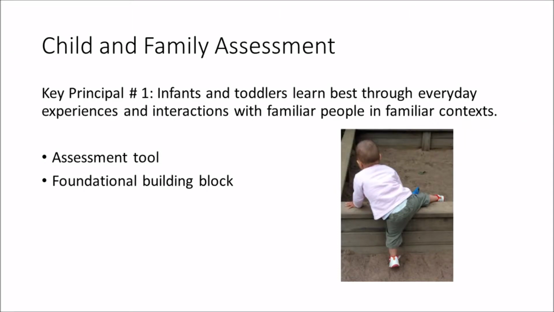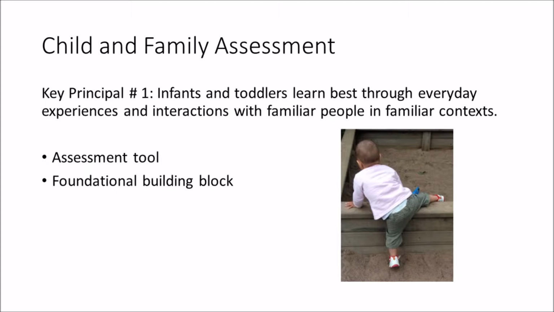A tool that is used to build the IFSP is the Child and Family Assessment. And this relates to key principle number 1 that we just talked about a moment ago. Infants and toddlers learn best through everyday experiences and interactions with familiar people in familiar contexts. That Child and Family Assessment tool is used to build the IFSP and is necessary for identifying strengths, needs, and priorities within the current routines and activities of the family.